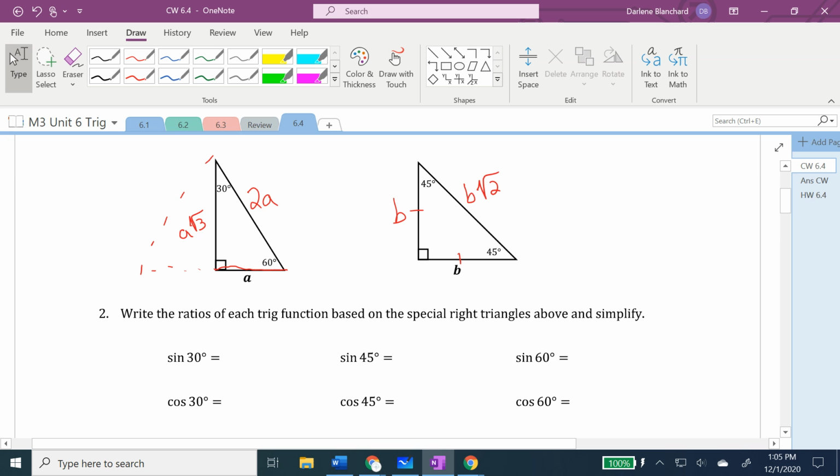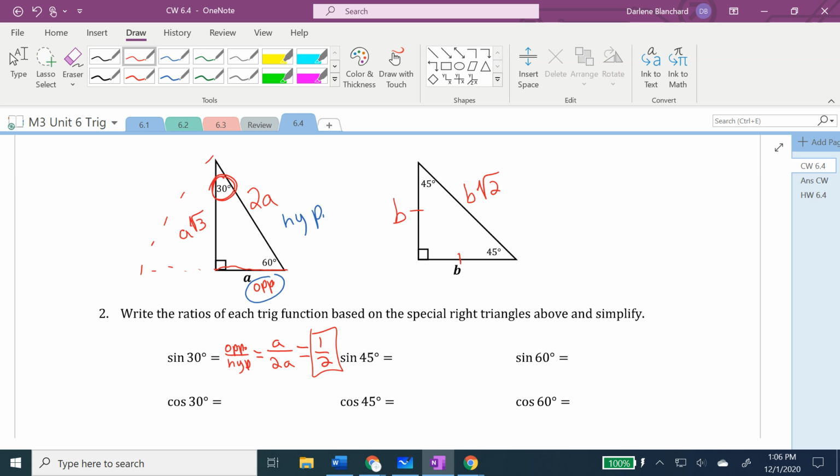So the sine of 30 degrees. Sine is always opposite over hypotenuse. So when I look for 30 degrees, there it is. The opposite side is A. The hypotenuse is 2A. And what does that simplify to? 1/2.